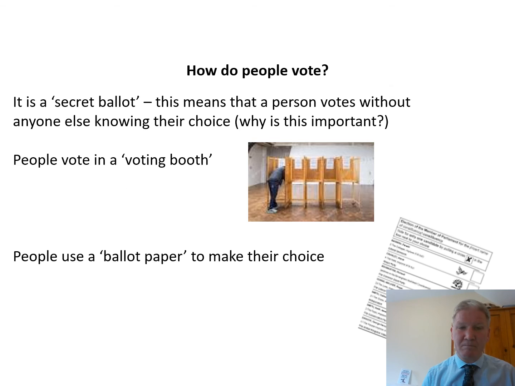Okay, next week is going to be elections week within school. And the way in which elections work in a democracy is you have a secret ballot. That means that the person votes without anyone else knowing their choice. How does that occur? Well, you do your vote within a voting booth and you write it on a ballot paper. So for example, we will want you to vote on who will be your tutor representative next week, but we'll also want you to be voting on who will be our sixth form president.